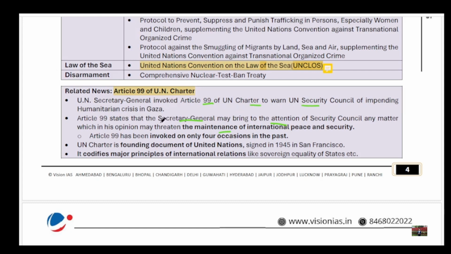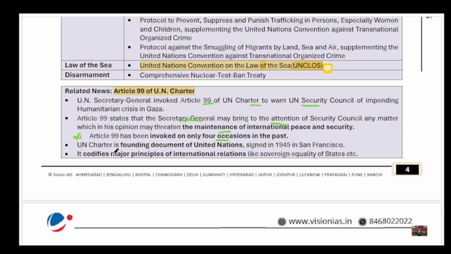And what is Article 99? It basically gives the power to the Secretary General to bring to the attention of the Security Council any matter which, in his opinion, may threaten the maintenance of international peace and security. All right. So the important part is that until now, Article 99 of the UN Charter has been invoked on only 4 occasions in the past. All right. That is why Article 99 of the UN Charter becomes very, very important.